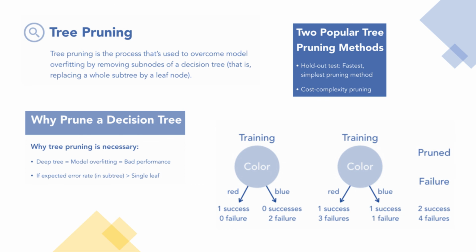Cost complexity pruning is also called weakest link pruning. This is where a learning parameter alpha is used to weigh whether the nodes can be removed based on the size of the subtree.